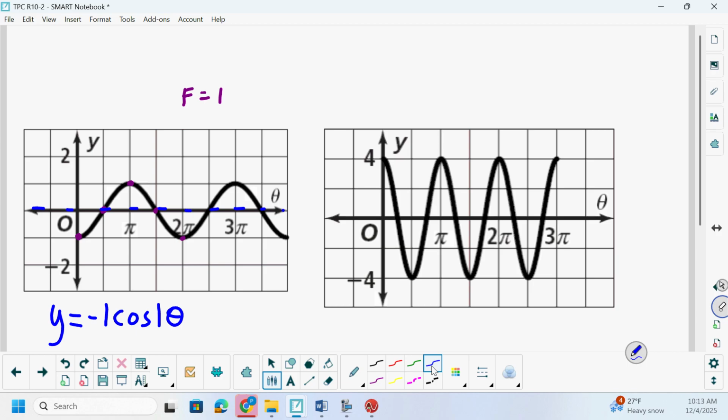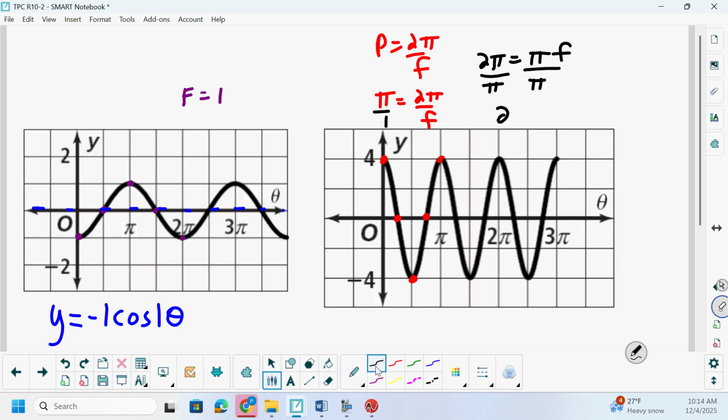One last, writing the equation one. We'll start with our point on the y-axis, point in the middle, minimum, point in the middle, maximum. That cycle ends at pi. So we'll do period equals 2 pi over frequency. We'll put pi in for that period. We'll put pi over 1 and cross multiply. So we'll have 2 pi equals pi f. We'll divide both sides by pi. And we get f is 2.